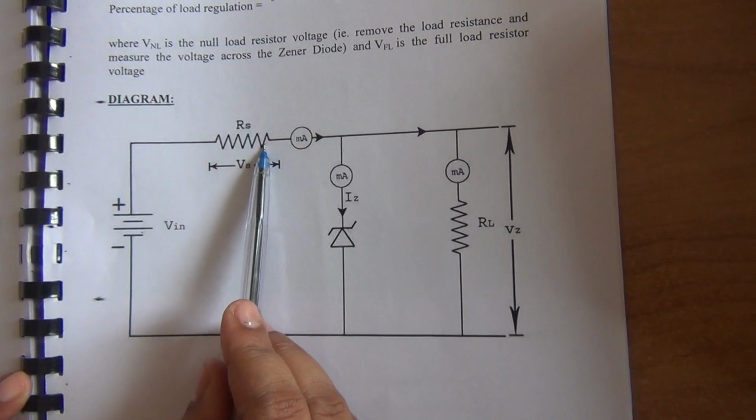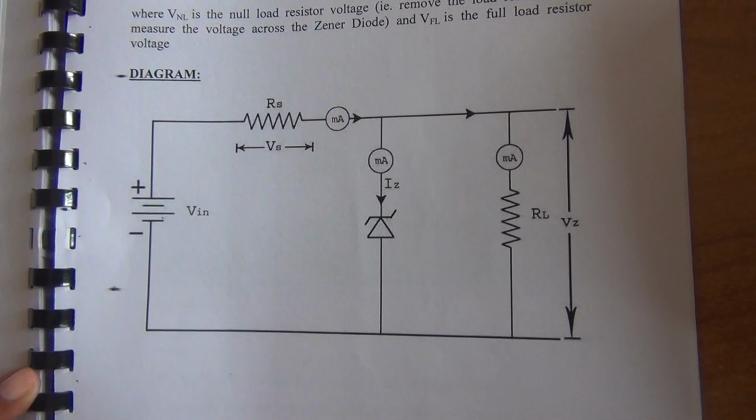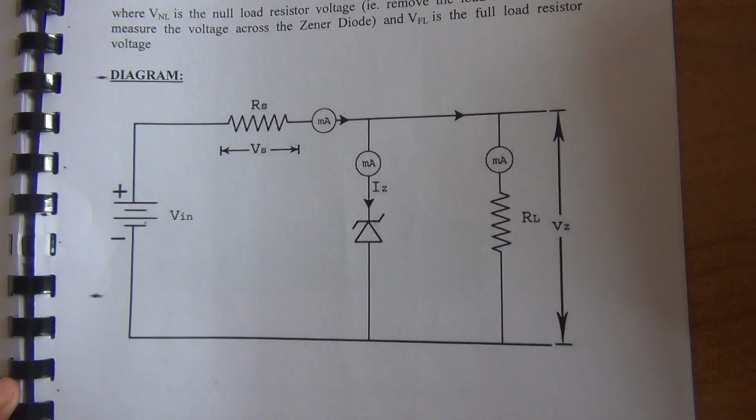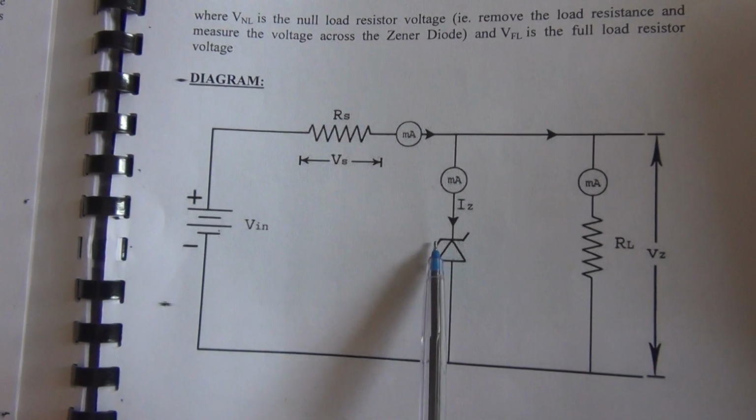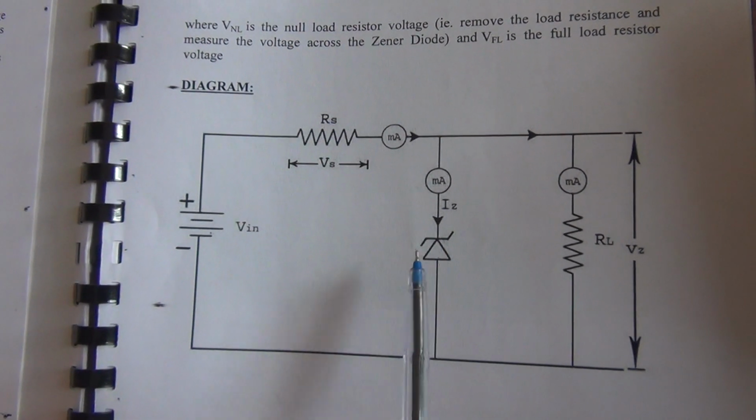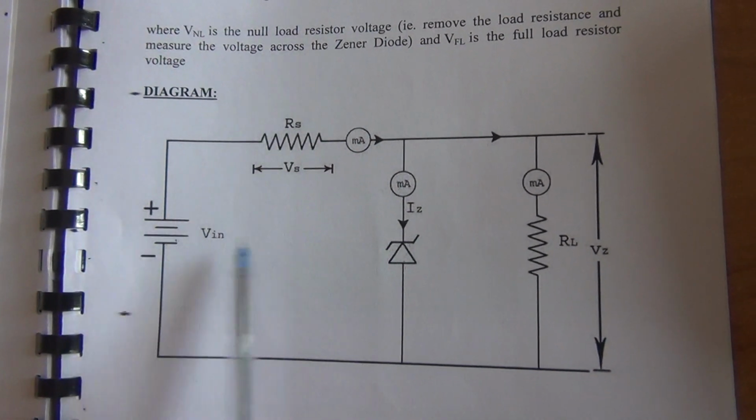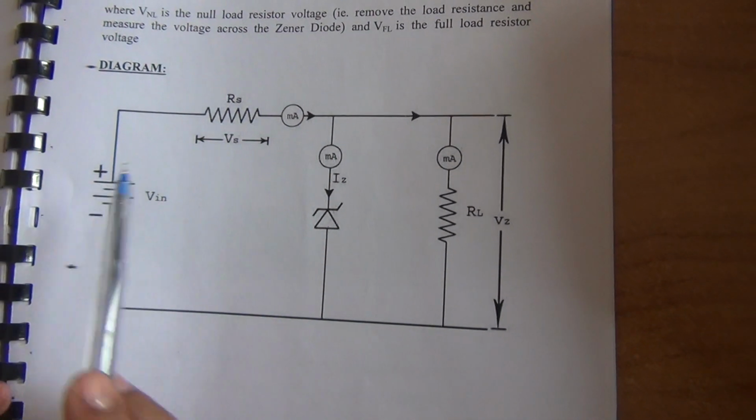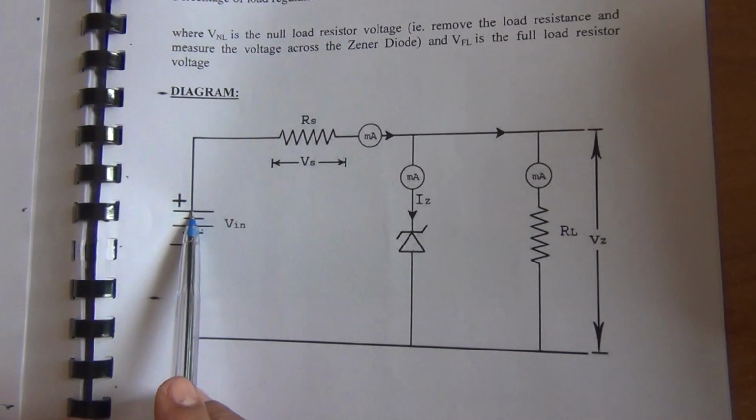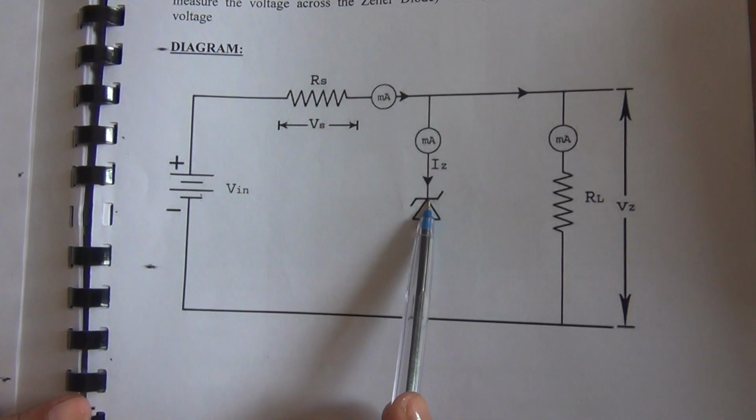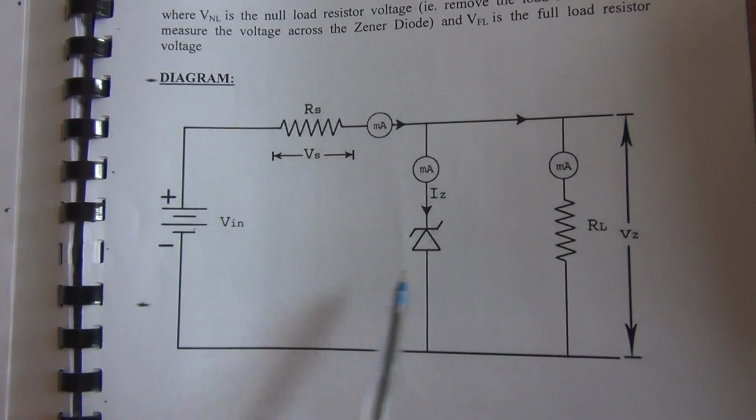This is the series resistance. The function of this series resistance is to control the amount of current flowing through this Zener diode. This is the symbol of the Zener diode, this is Z, this is the P side and this is the N side. Here you can see that we have connected the Zener diode in reverse biased condition. It is connected with the battery in parallel, and the positive terminal of the battery is connected to N of Zener and the negative terminal of the battery is connected to P of Zener.